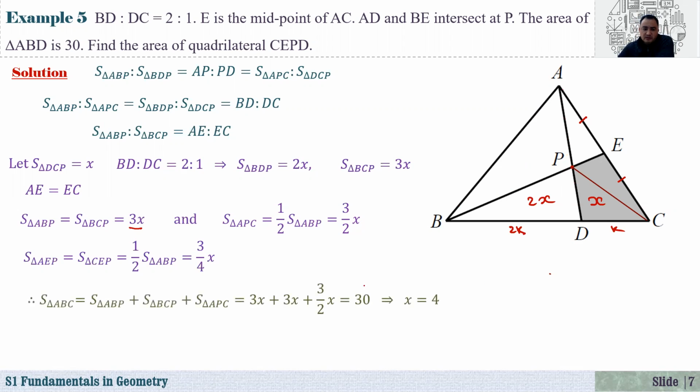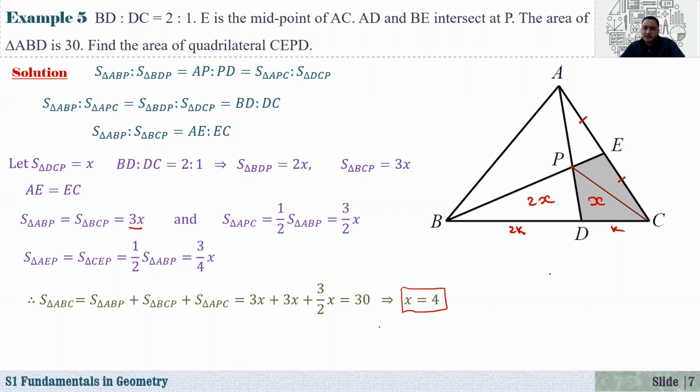So now from here, we can write this equation ABC. What is ABC? ABC is equal to the area of ABP plus area of BCP plus the area of APC. And where's the area of ABP? That's equal to 3x. Area of BCP, that's equal to 3x. And APC, that's equal to 3 over 2x. And the area of the triangle is given, that's equal to 30. From here, if you solve this equation for x, we will get the value of x, that's equal to 4.